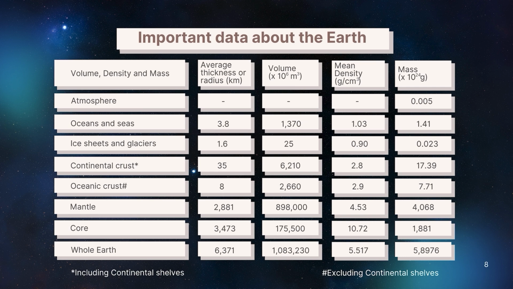Now the core is a heavy metal core, a metallic core, and 10.72 grams per centimeter cube is the density of the core, and the entire earth is about 6,371 kilometers in diameter. So out of this diameter you have several layers. We will study each layer one by one in the following discussion.